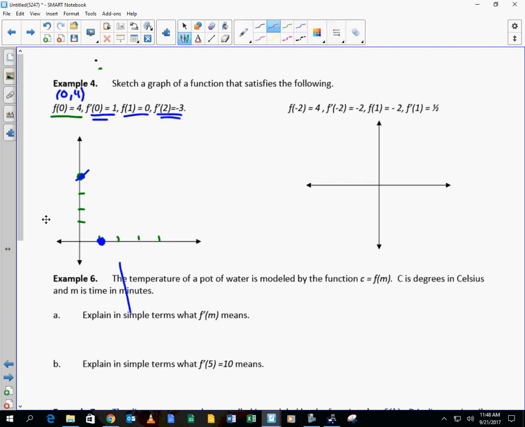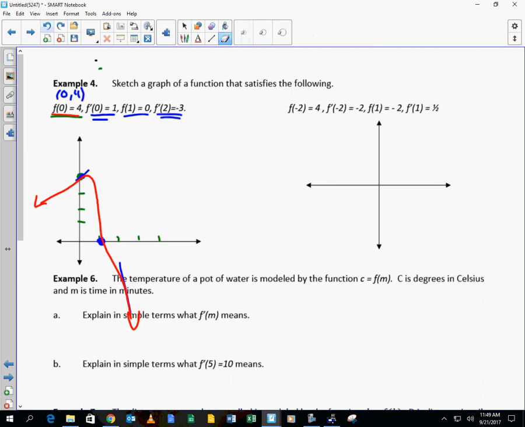So now I'll finish by drawing my function that meets these conditions. Okay? That was kind of bad. Probably shouldn't go straight up and down. Okay? So as you look back at our conditions, it goes through 0, 4. It goes through 1, 0. At 1, it has an output of 0. And at 2, it has a slope of negative 3.